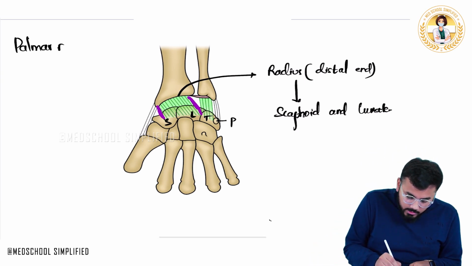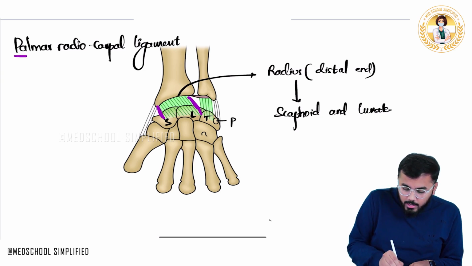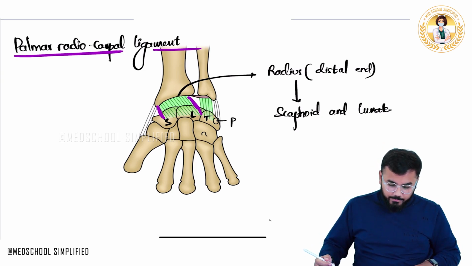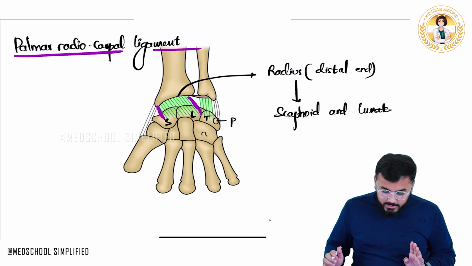So palmar radiocarpal ligament. This is called the palmar radiocarpal ligament. What is this? This is called the palmar radiocarpal ligament. Okay. Exactly look, the same ligament on the opposite side as well.